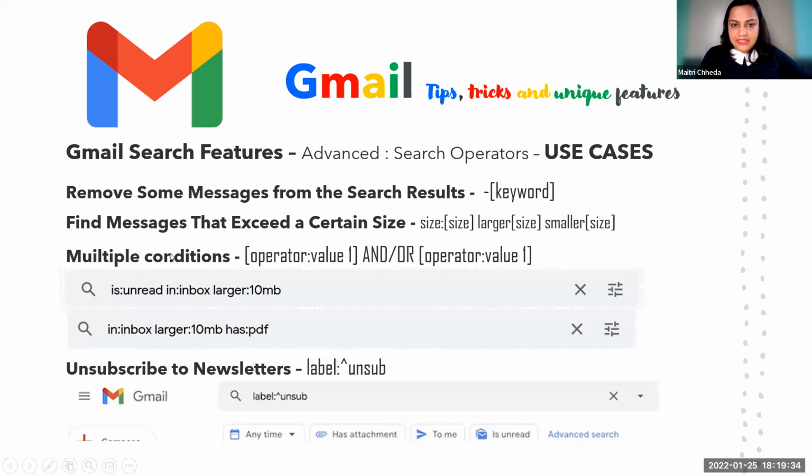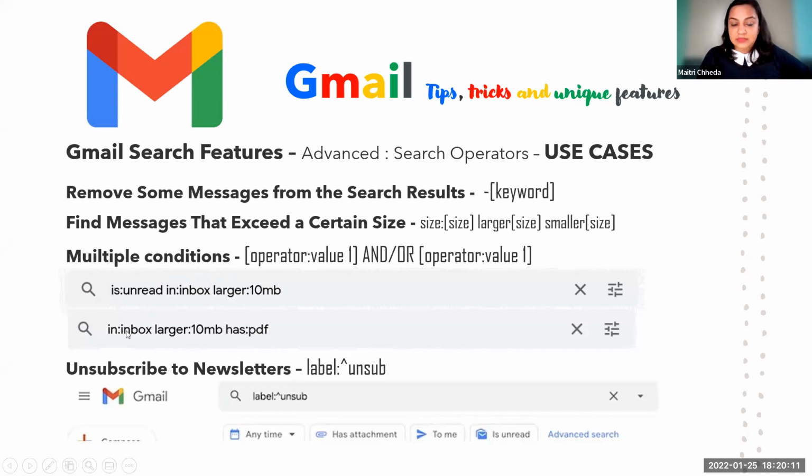Then you can use multiple conditions. This is my favorite, this is what I usually use: unread in inbox larger than 10 MB. What I get is all the emails with attachments larger than 10 MB, which are in the inbox and not archived, and are unread. When I'm not specifying anything, everything is an and. If I specify or, then if either one category is fulfilled, the email will be returned to me. But when I don't specify anything, it automatically includes and.